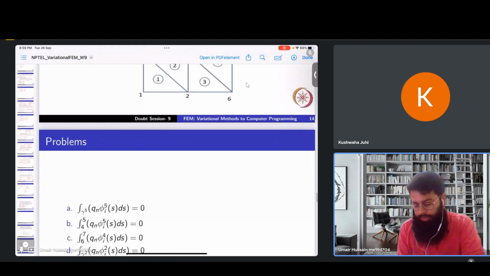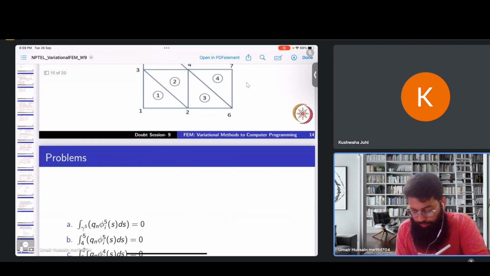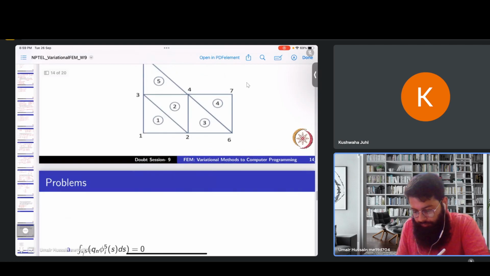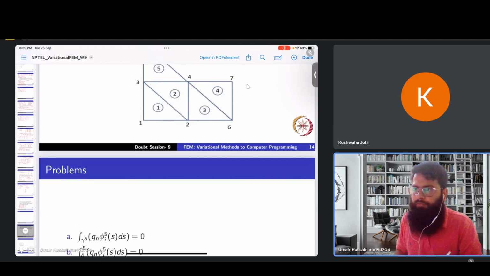First of all, option A is the integral over gamma 5, that is this element 5 over here, of Qn into phi I5 S ds. So this integral equals 0. Is it true or not? Anyone would like to answer?